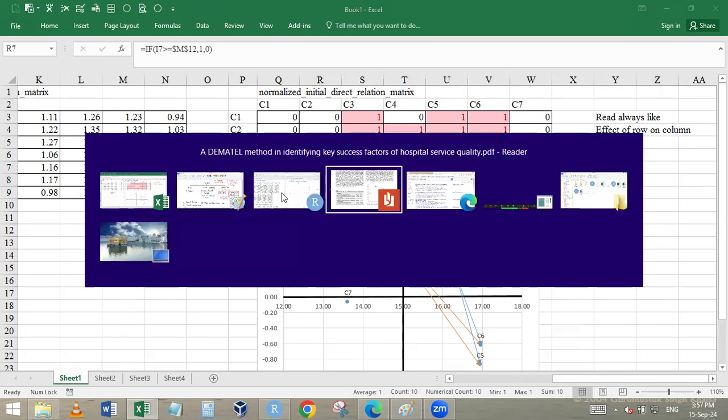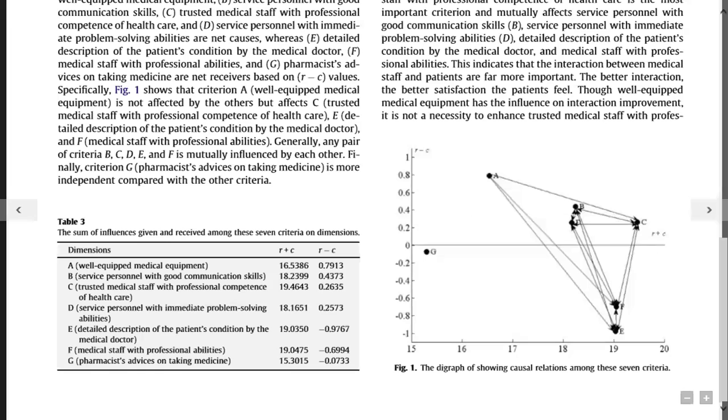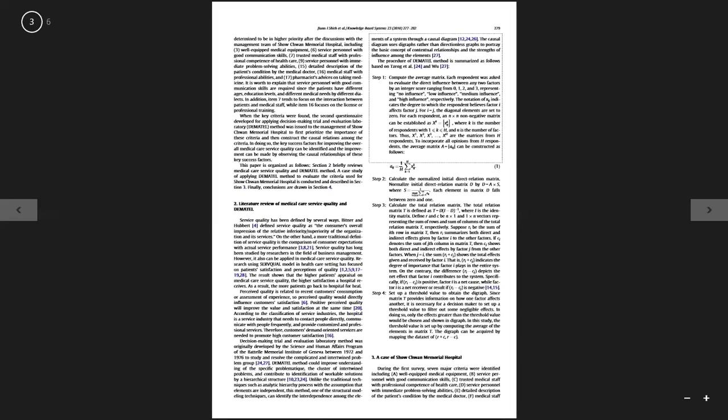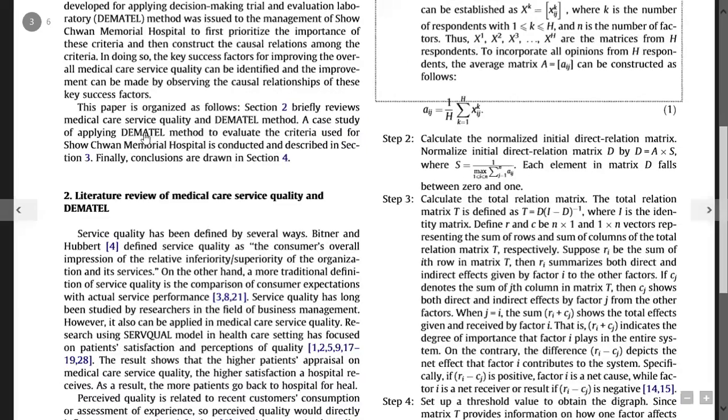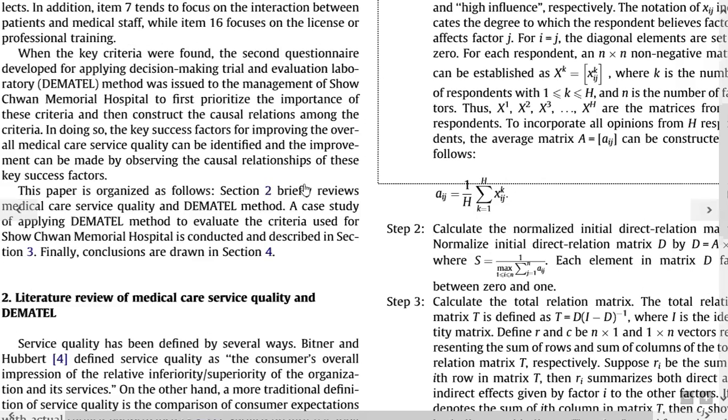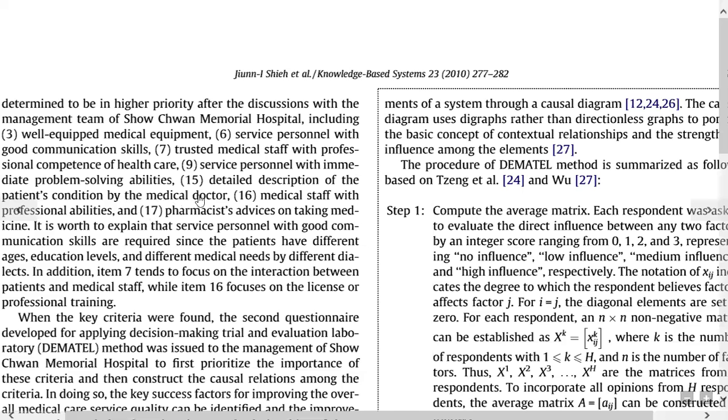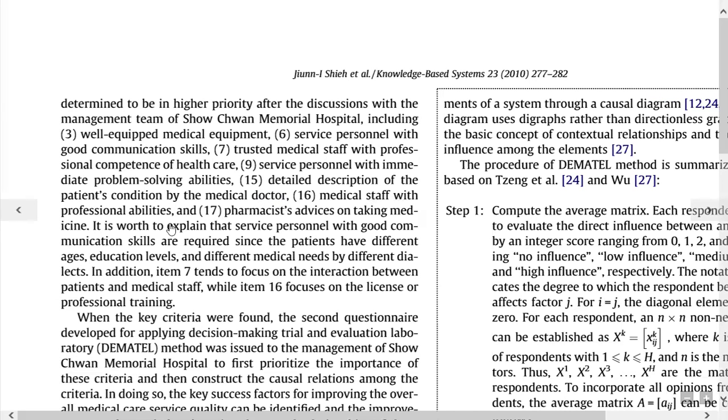Let's read from the paper. What is 5 and the 6? Well equipped is 1, 2, 3, 4, 5. Detailed description of the patient condition by medical doctor and medical staff with the professional ability. These are influencing each one of them, all of them. Just check this out. I have not written the complete one.